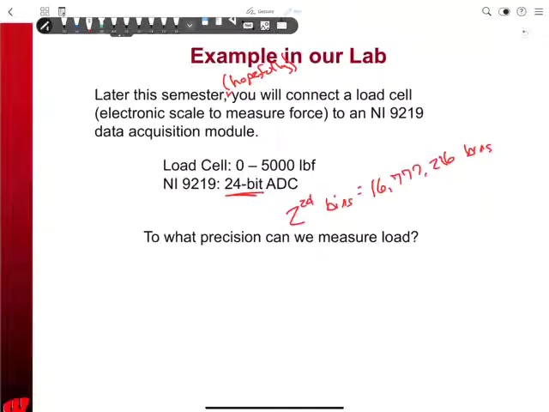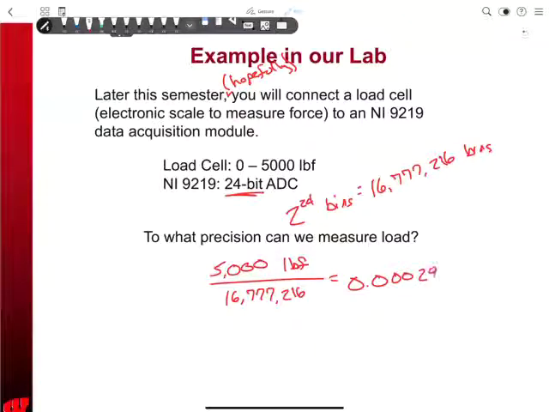So I'm going to take my 5,000 pounds force, divided by 16,777,216, and that means I can measure force down to 0.000298 pounds force. Wow, so even using a pretty big load cell, I can still measure down to a very, very small weight.